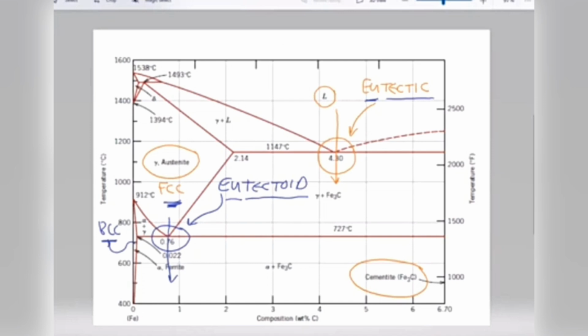The last thing to point out before we focus in on this eutectoid point is that cementite is actually a ceramic. It's a very hard, very brittle material. So in effect, we have soft iron combining with very hard cementite. Now let's focus in on our eutectoid point.